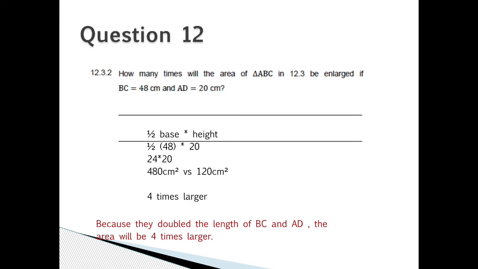Question 12.3.2. How many times will the area of triangle ABC in 12.3 be enlarged if BC is equal to 48 centimeters and AD is equal to 20 centimeters? Again, we can use half base times height, so half of 48 times 20, which is 24 times 20, and we can compare with the previous answer. So 480 centimeters squared versus 120 centimeters squared, we can see that it is 4 times larger. Because they doubled the length of BC and AD, the area will be 4 times larger.